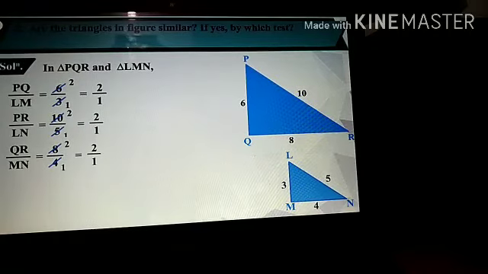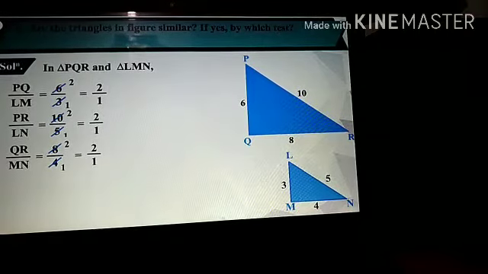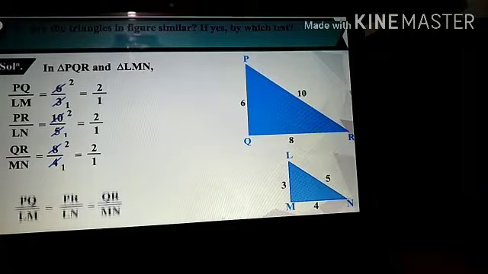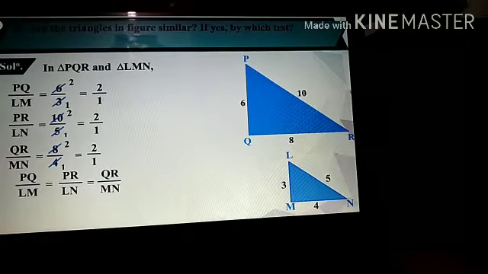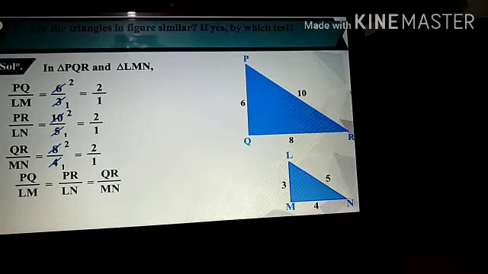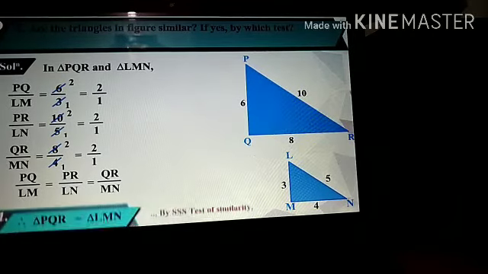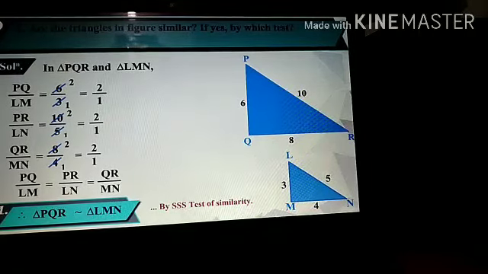From all the three ratios, we observe that the ratio of PQ upon LM is equal to the ratio of PR upon LN is equal to the ratio of QR upon MN. So as we get the corresponding sides of the triangle in proportion, we can say triangle PQR is similar to triangle LMN by triple S test of similarity.